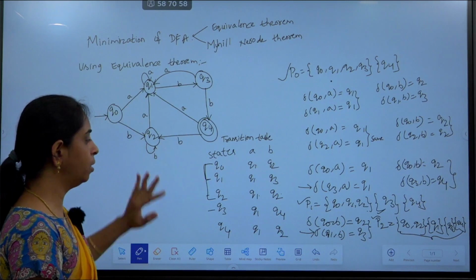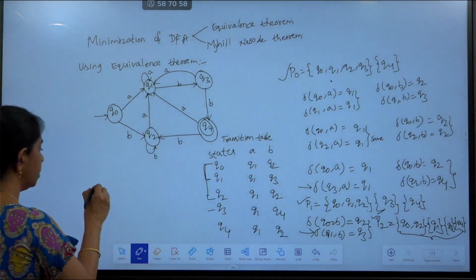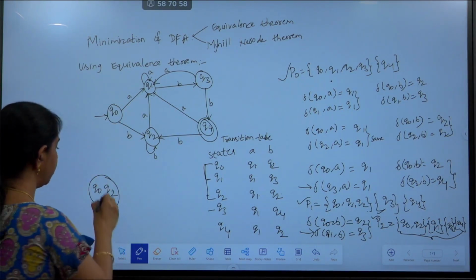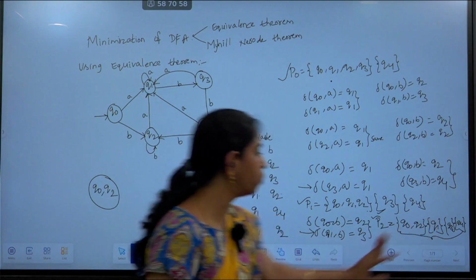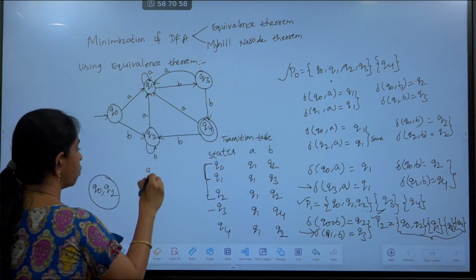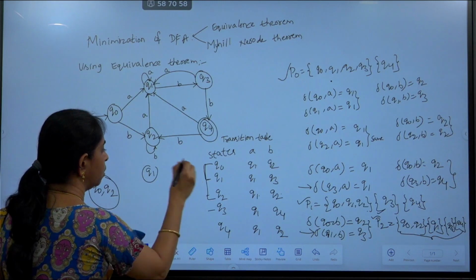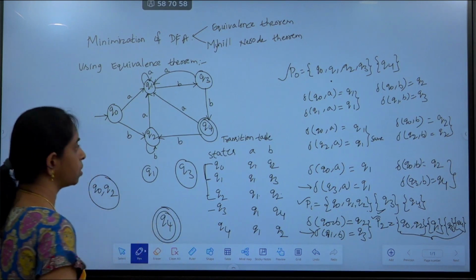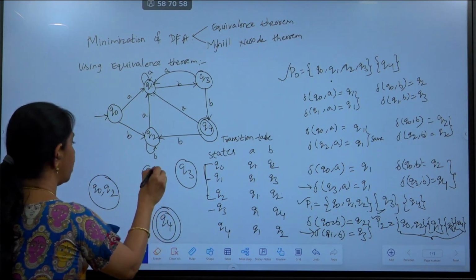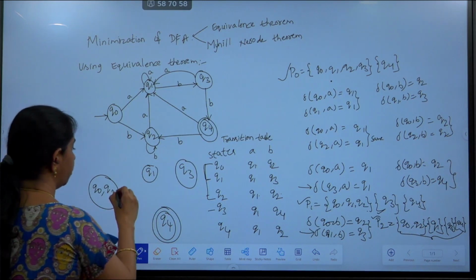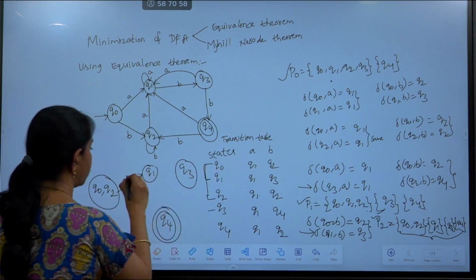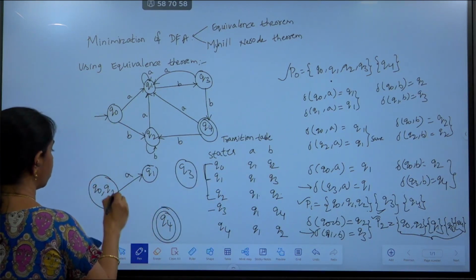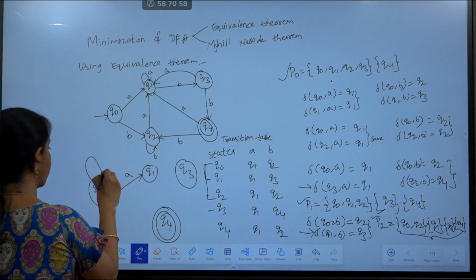Now draw the minimized DFA. That means Q0, Q2 are the same states. Q1, Q3, Q4 are the different states. So we know that Q4 is the final state. Now draw our DFA. From Q0 on A we have Q1, Q0 on B we have Q2. So that means Q0 on B is Q2, which means we have to write the self state.